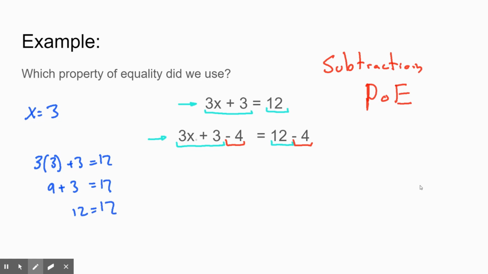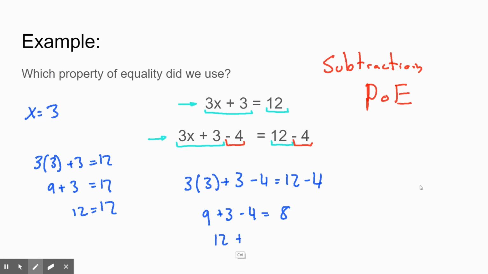Now, if we plug x is 3 into the second expression, it should still be true. It might not be the exact same values, but it should still be a true expression, and that's what we want to see. So I'm going to do a couple steps here. I'm going to do 3 times 3, which is 9. I'm also going to do 12 minus 4, which is 8. We know that 9 plus 3, oops, that should be a subtraction sign, is 9 plus 3 is 12. 12 minus 4 is 8. So 8 is equal to 8.